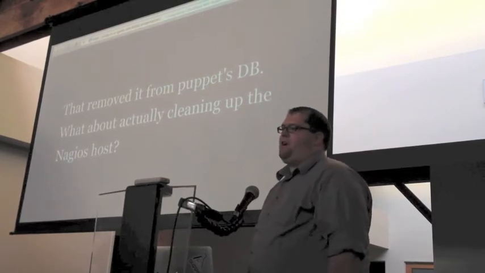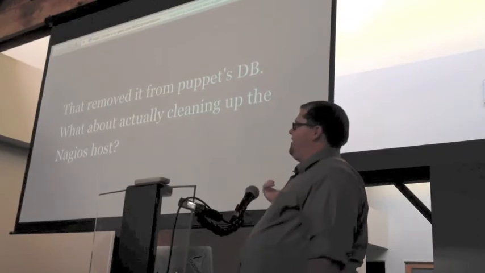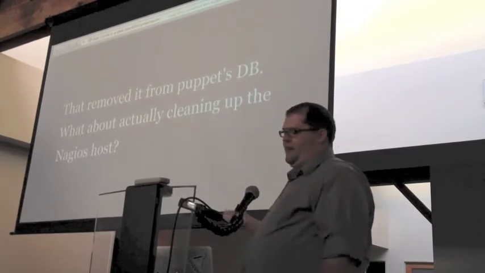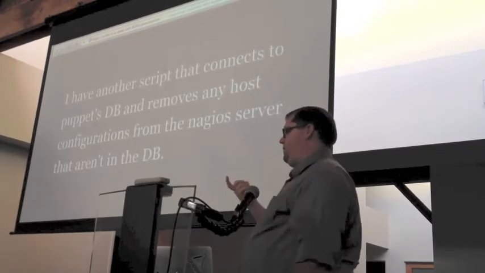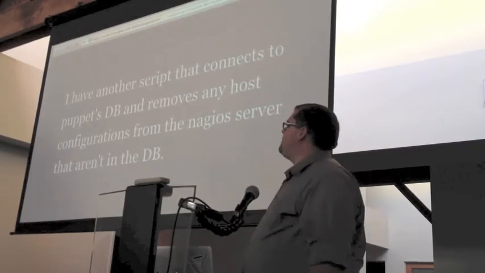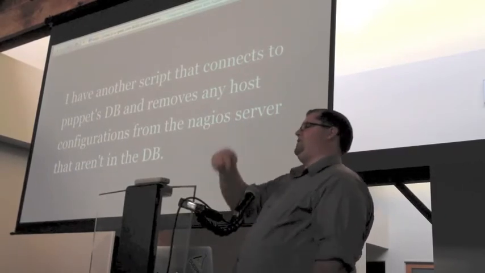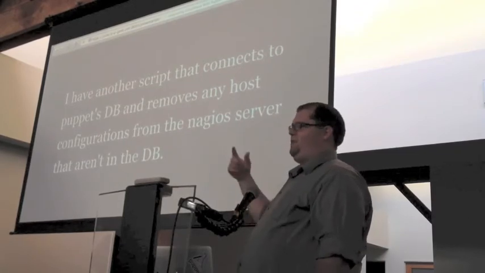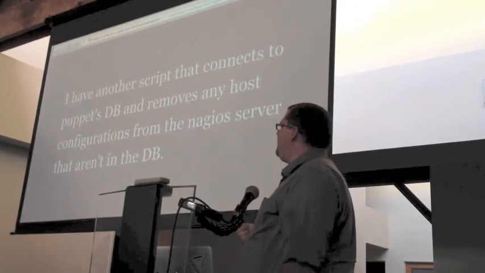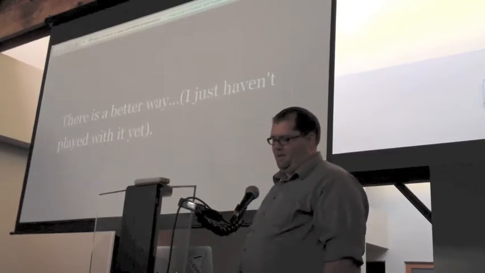So that removed it from the Puppet Master's database, but that resource still exists on your Nagios host, right? So how do we clean that up? And this was kind of a limitation of my old system wrapped around that puppet_storeconfigs_clean script. I had to write another script that would connect to the Puppet Master's database and say, okay, give me your list of hosts, and then if there was a host on the Nagios system that wasn't in the database anymore, then I cleaned it up there. But there's a more elegant solution, and I'll be working on updating my code here soon.